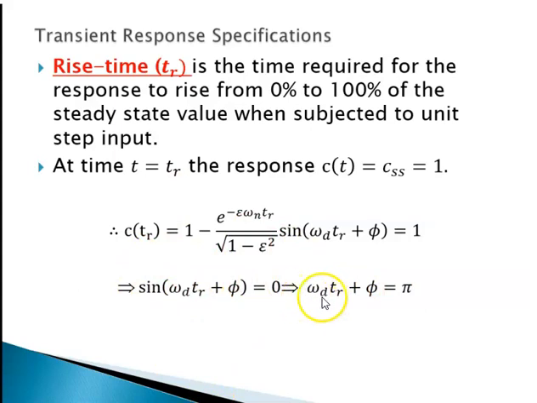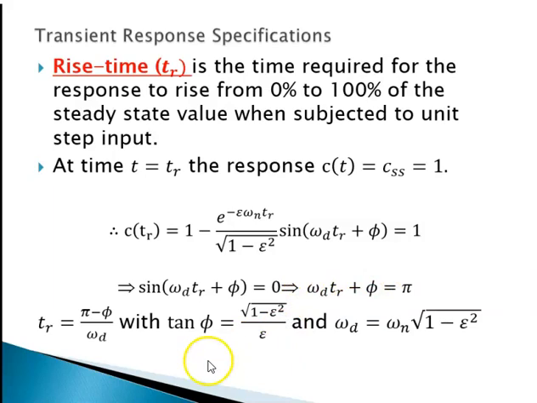So we say omega d tr plus phi is equal to pi. That is, we have tr is pi minus phi divided by omega d. Recall that phi is defined by square root of 1 minus xi square by xi. Omega d is omega n square root 1 minus epsilon square.